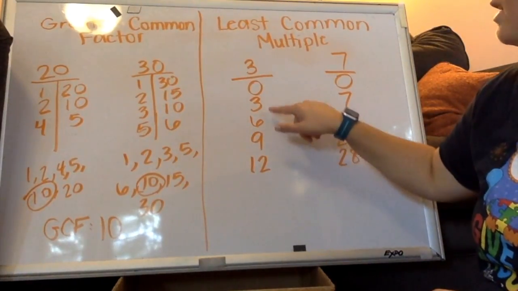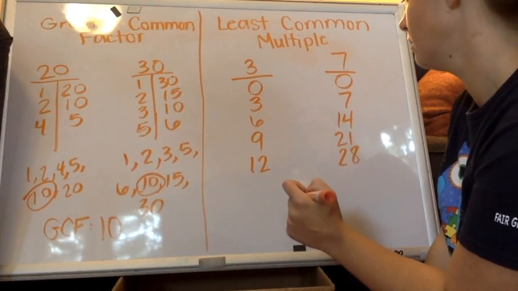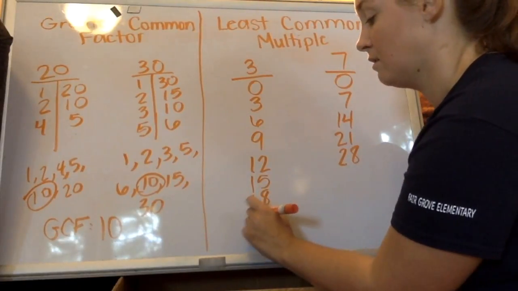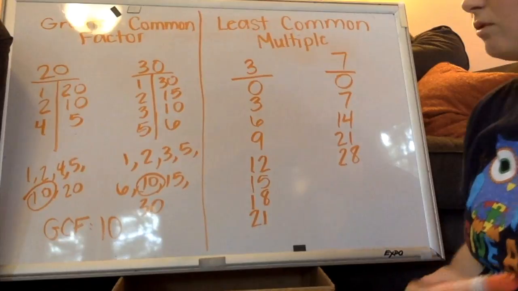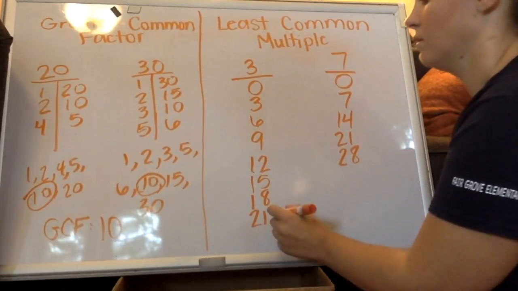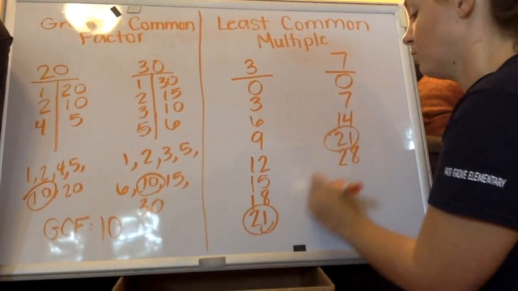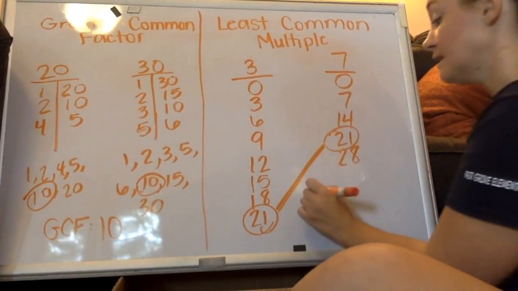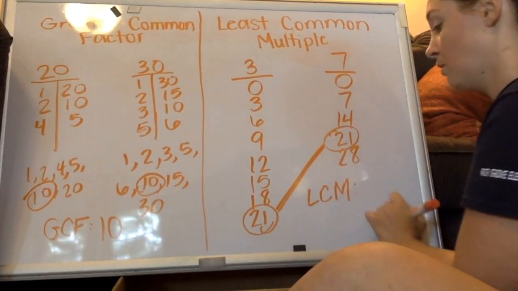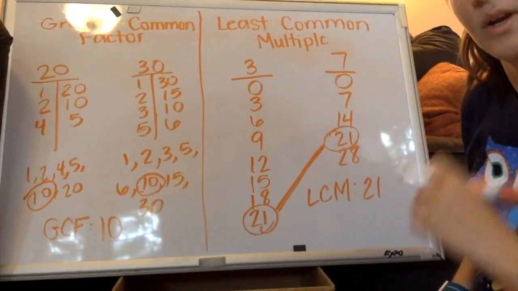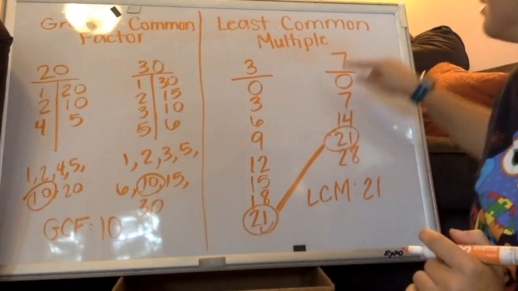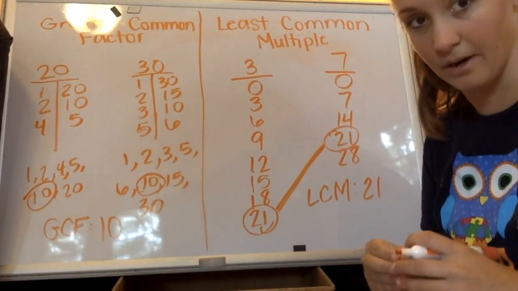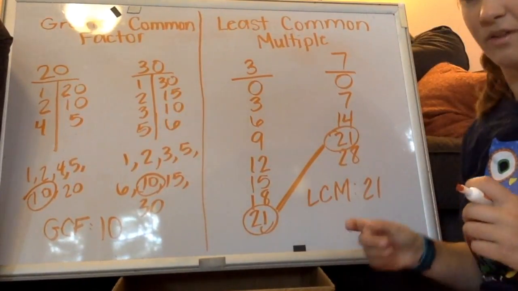So let's go back to 3. We have 3, 6, 9, 12, and then there will be what? 15, and then 18, and then 21. Huh. What do you notice about that? 21, 21. Those are the same numbers. So the least common multiple is 21. Because 21 is a multiple of 3, 21 is a multiple of 7, and it's the first one that they have in common. It's the smallest multiple that those two numbers have in common.